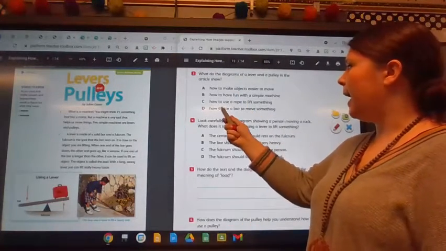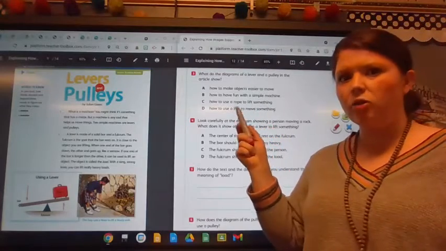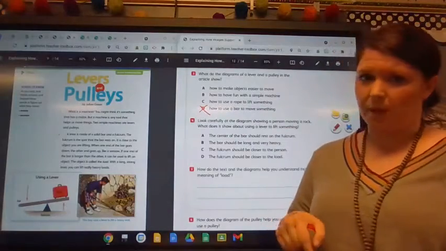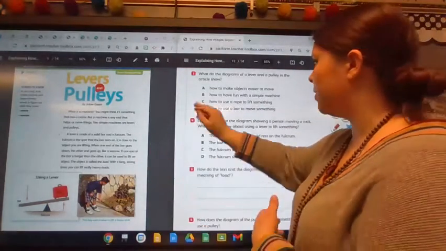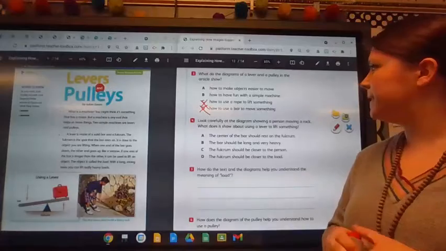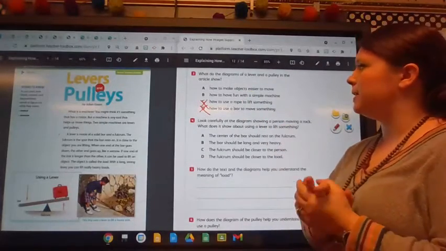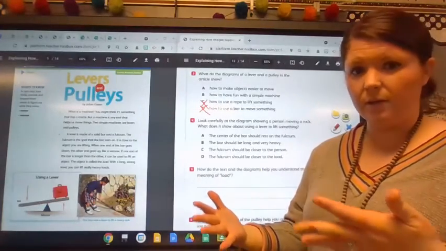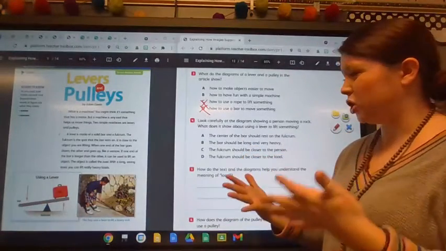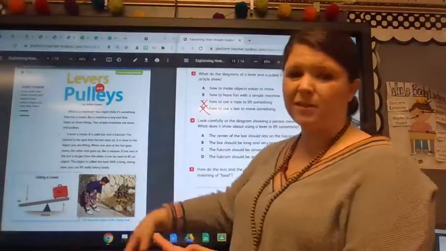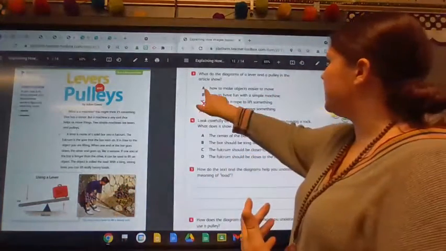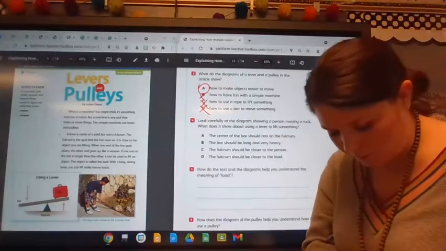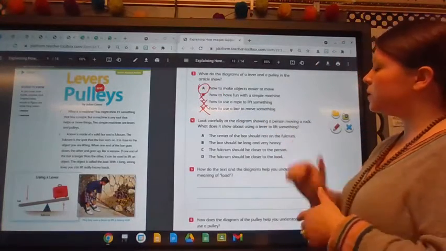So here, D, how to use a bar to move something, that was only a lever. The pulley doesn't have a bar. How to use a rope to lift something. The pulley has a rope, but the lever doesn't. How to have fun with a simple machine, or how to make objects easier to move. Did those diagrams show you how fun it was to use a simple machine? The photographs kind of showed us that, but the diagrams did not. The diagrams did, however, show how to make objects easier to move, okay?